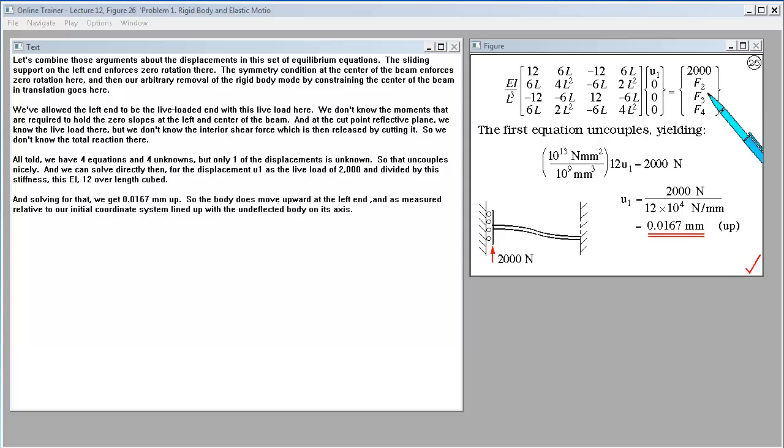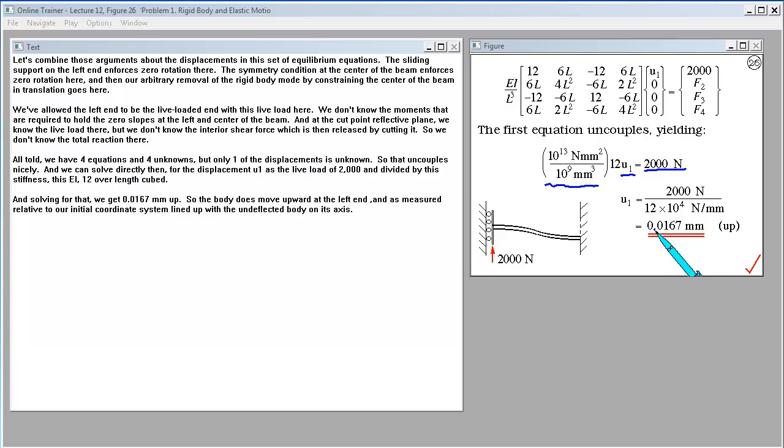And so we don't know the total reaction there. All told, we have 4 equations and 4 unknowns, but only one of the displacements is unknown, so that uncouples nicely. And we can solve directly then for the displacement U1 as the live load of 2,000 divided by this stiffness, this EI 12 over length cubed.